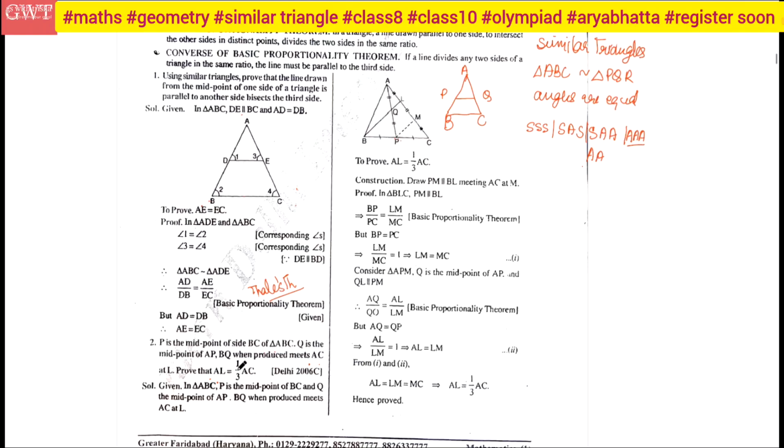Okay, now what they are saying, that BQ when produced meets AC at L. This BQ is produced and they are meeting at L. Now they are asking AL is equal to 1 by 3 of your AC. Now see, I have to take this triangle and they are asking about AL, means this one. So I have to do something just like this way.